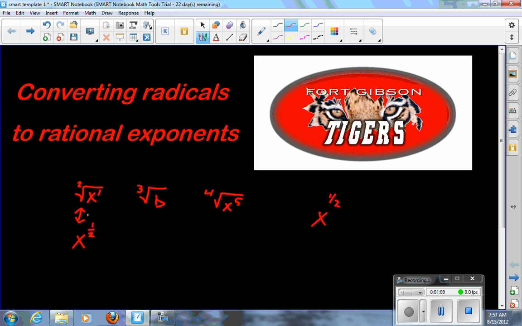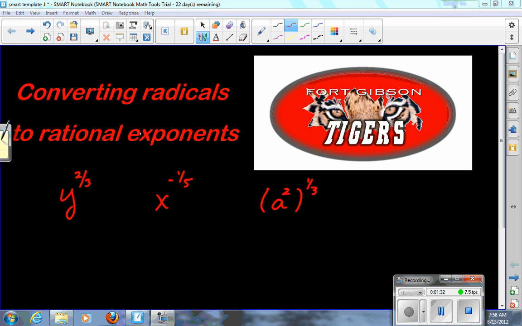I would just remember this, and I would say this number went on the top and this number out here went on the bottom. So I'd come over here and I'd say, I'll put my b down here. This number goes on the top, this number goes on the bottom. Over here, the 5 goes on the top, the 4 goes on the bottom. So converting these back and forth is pretty simple.